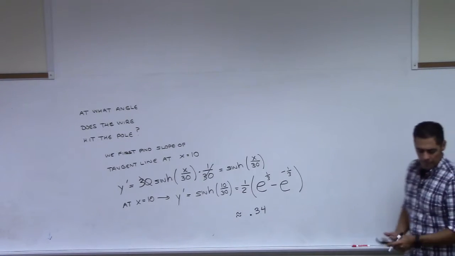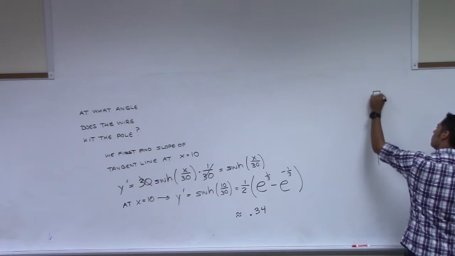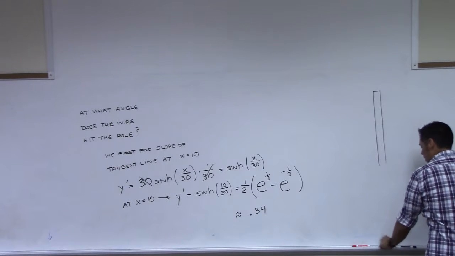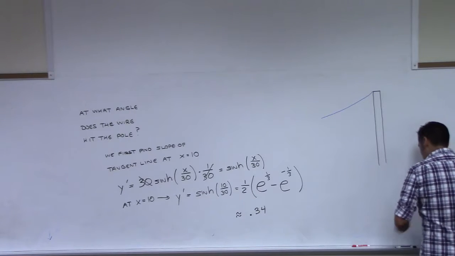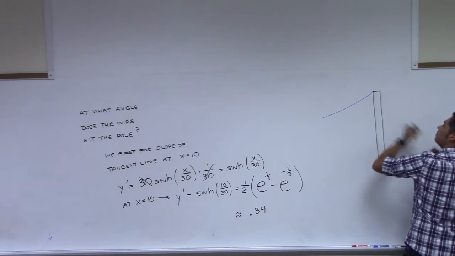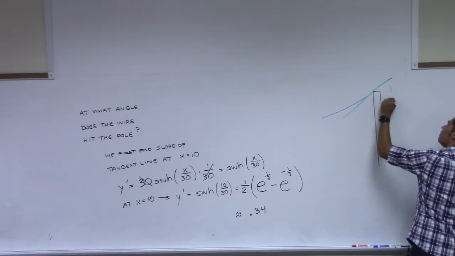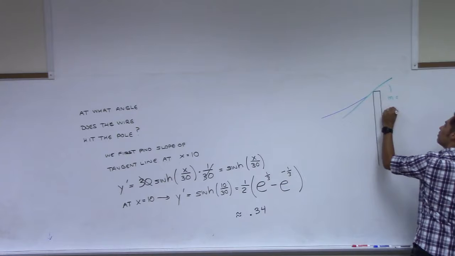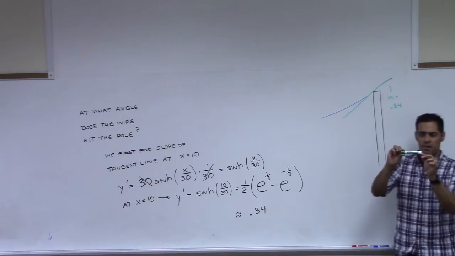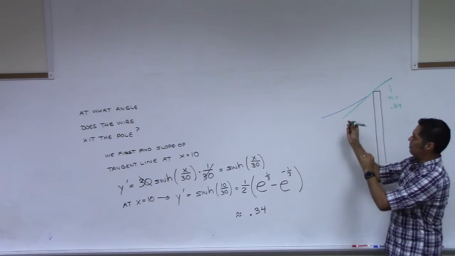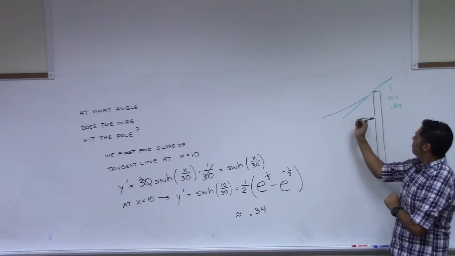All right, 0.34. So that means that if we were to zoom in on that pole, and we see that wire coming into the pole, the slope of the tangent line right there is approximately 0.34. Now 0.34 is a positive number, which means we have some slope this way. A negative number would have been this, and we would have been worried, wouldn't we? Okay, so we have this.